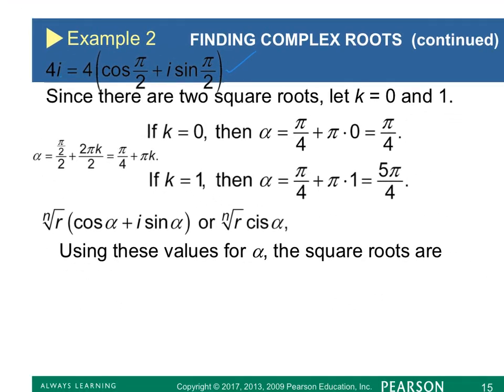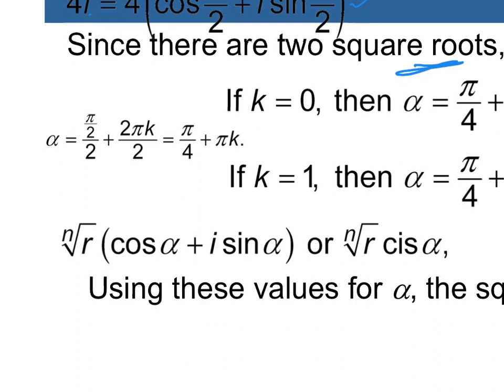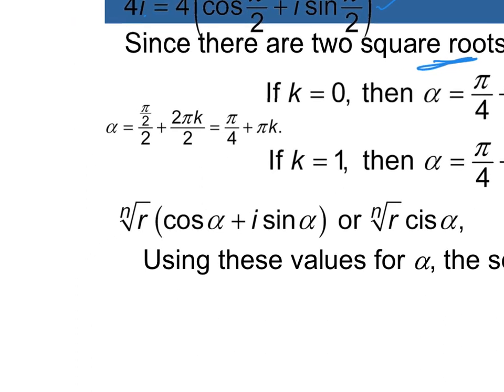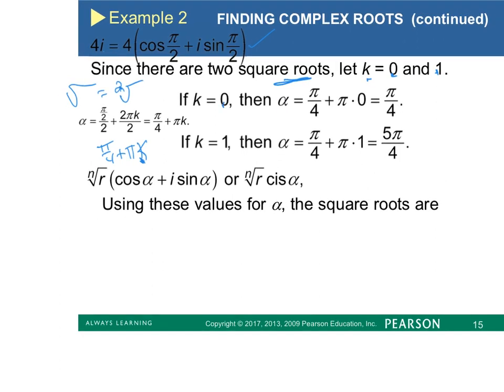Since there are 2 square roots, why? Because n is 2. Let k be 0 and 1. So in my equation that I gave you a few minutes ago, I simplified it to pi over 4 plus pi k. I'm going to plug in k as 0 and k as 1, because the square root has an index of 2, so I need to use 2. If k is 0, then 0 times pi is 0. That leaves me just with pi over 4. So there is pi over 4.